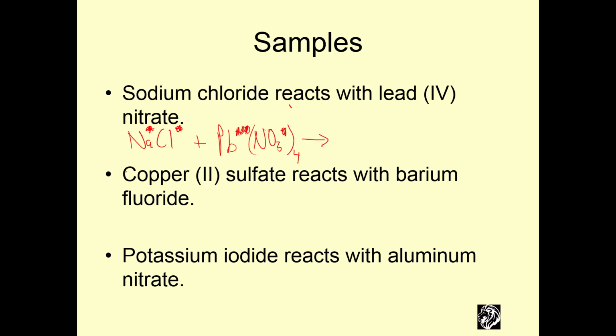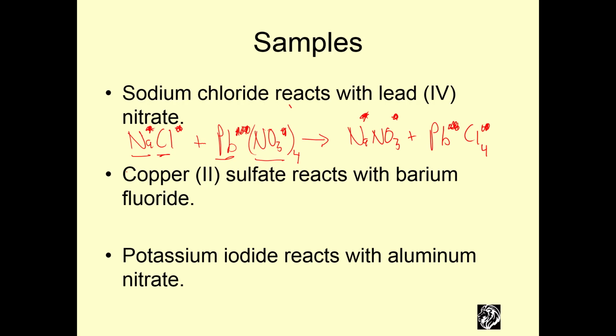I need new partners. Na, the positive one, is going to join with the old negative one. NaNO3. Plus 1, minus 1, cancels. Plus, new partners. Pb plus 4, Cl minus 1, PbCl4. I'm not going to balance the overall reaction, just for the sake of time. You want this to be done as quick as you can.